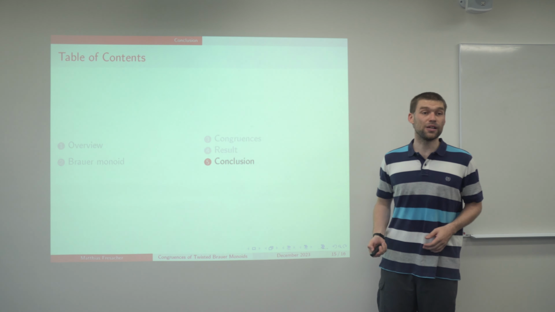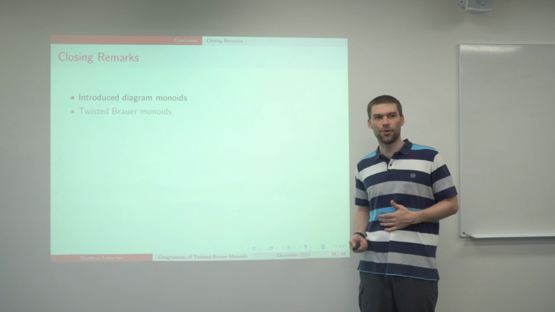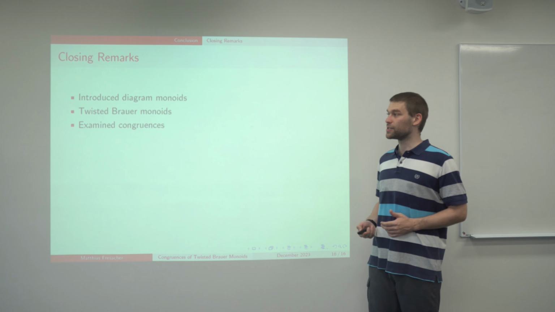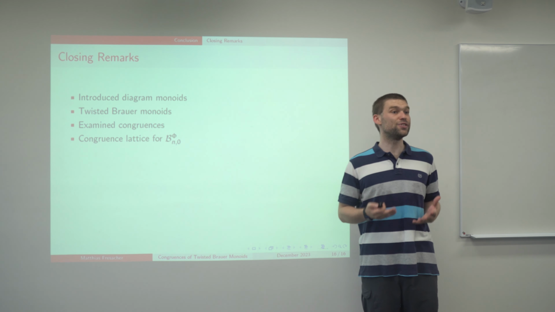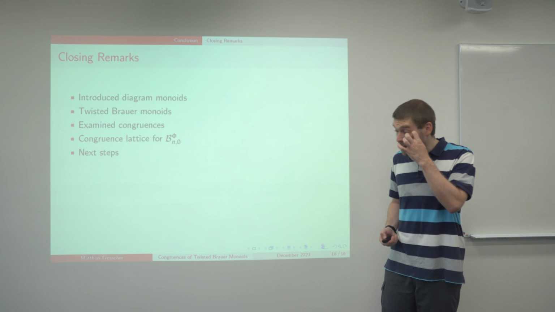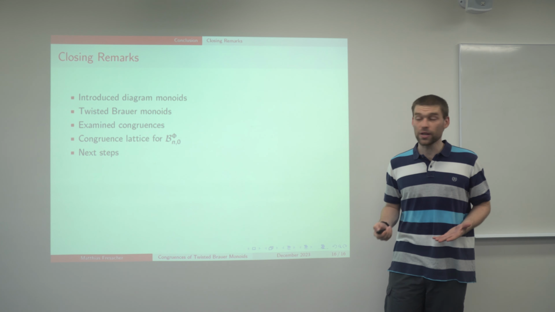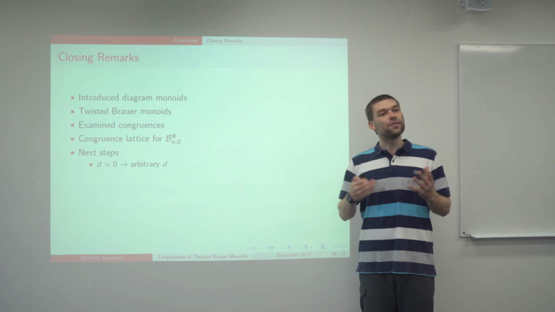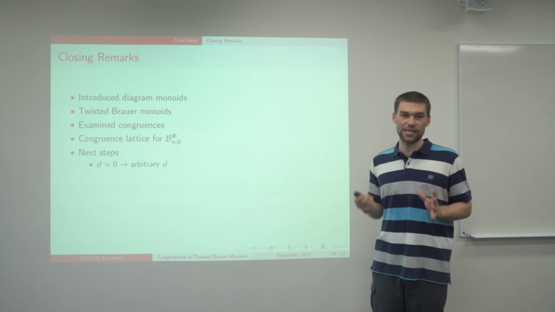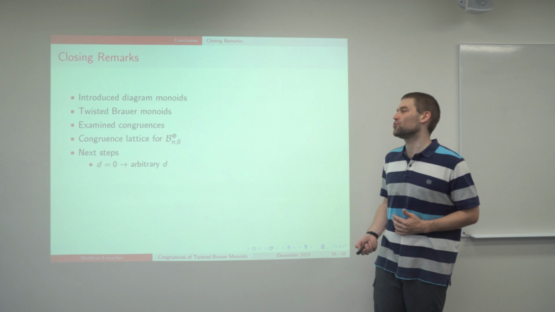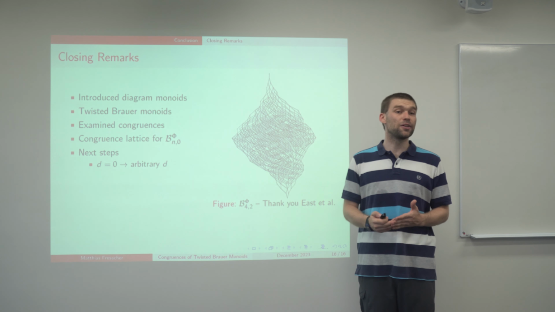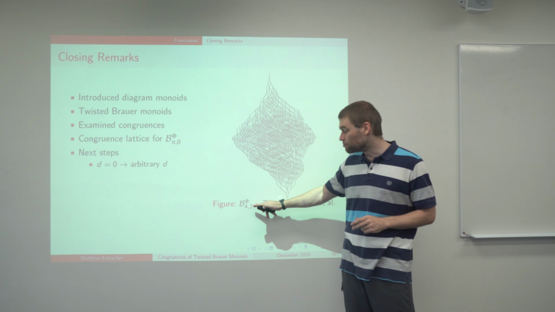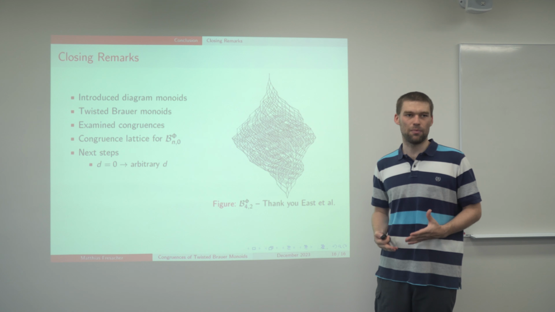That brings me to the end of my talk, where I introduced you to some diagram monoids, specifically the twisted Brauer monoids, and we looked at some congruences, specifically the congruence lattices of the 0 twisted Brauer monoid. What would be the next steps for this work? Well, I looked at the 0 twisted Brauer monoid. There's a more general construction for arbitrary D, and it would make sense to analyze this situation. But to give you a sense of the added complexity in doing so, this is the congruence lattice when D is just equal to 2. It's a significant step up.